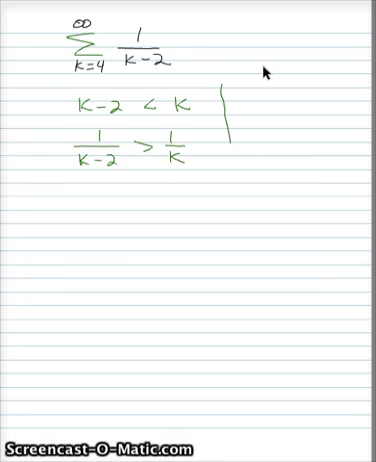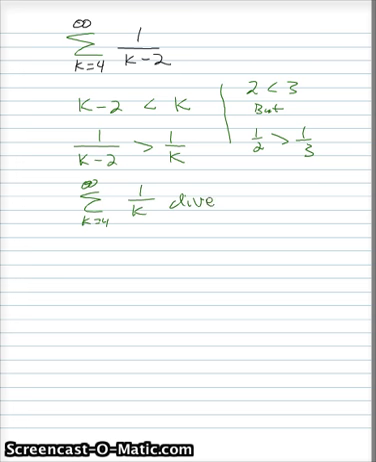So, just to think about that for a second, we're saying 2 is less than 3, but 1/2 of a pi is greater than 1/3 of a pi. Same kind of idea. But do we know anything about the sum of 1 over k? That's our harmonic series. Even if it's starting at 4, that's not really an issue. We know the harmonic series diverges. The sum of 1 over k goes to infinity.